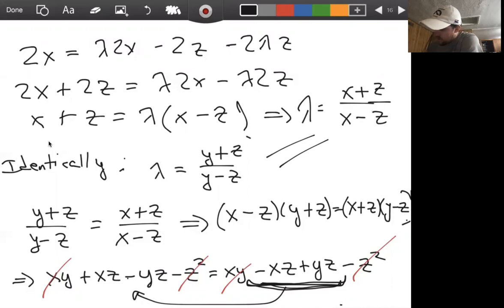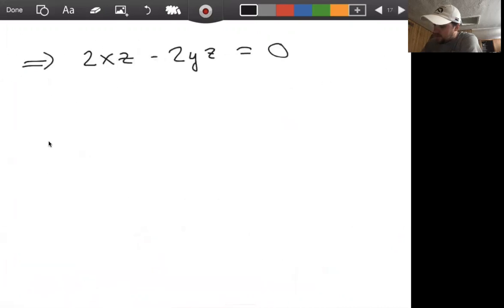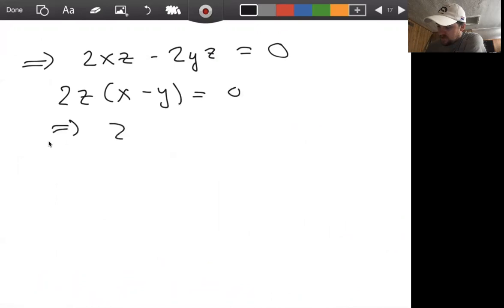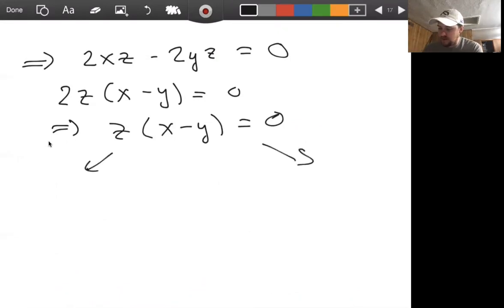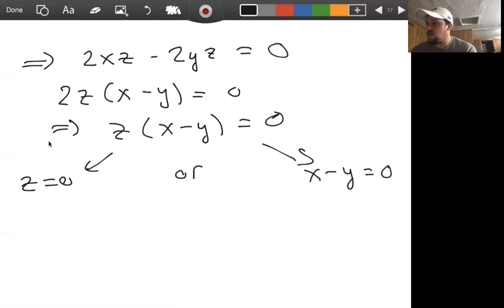So xy... okay, I think we're okay. And so this becomes 2z times x minus y equals 0, which tells me that z times x minus y equals 0. And from here, there are two cases, right? There's one case where z equals 0 or x minus y equals 0.